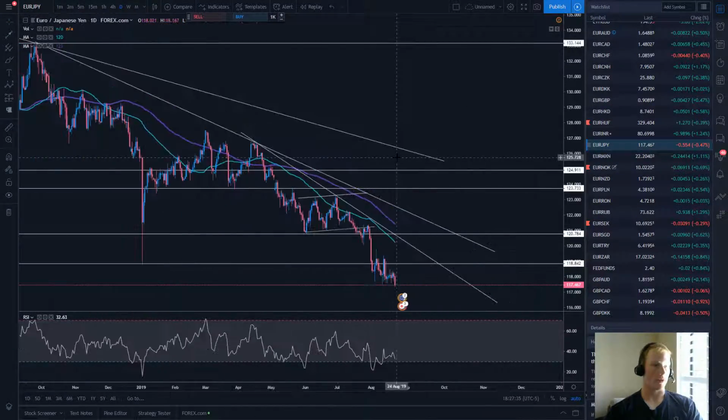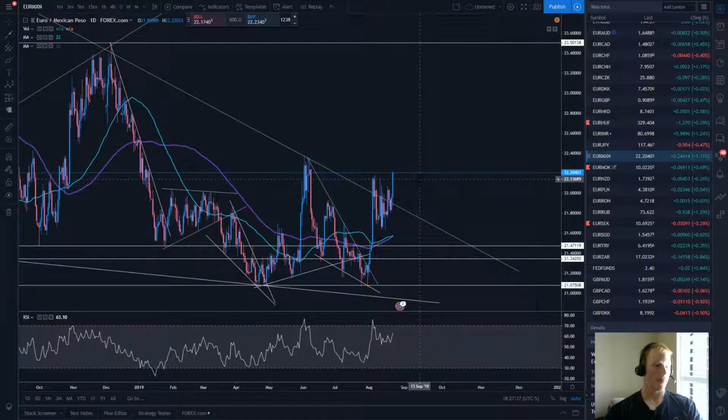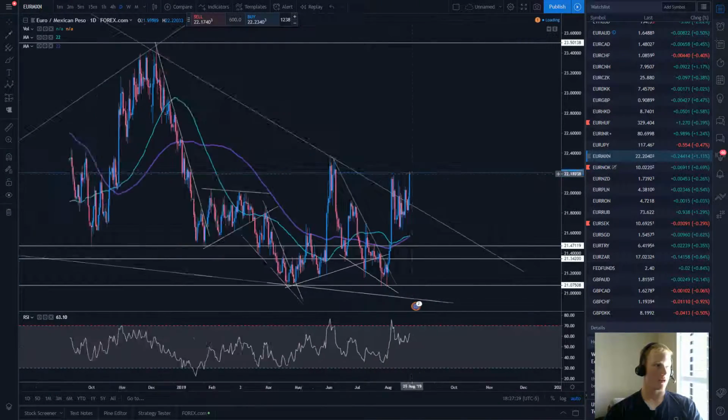So yeah, expect to get short at this all-time high. What else do we got? MXN. That's really diverged. Should be topping, but it's not.